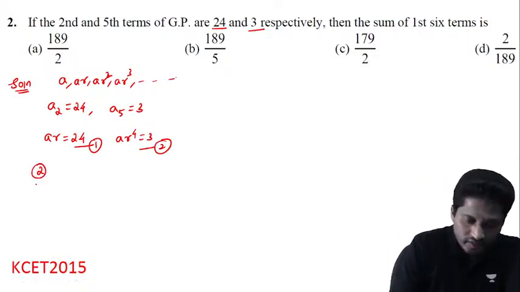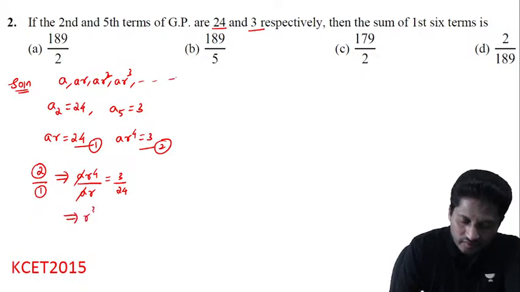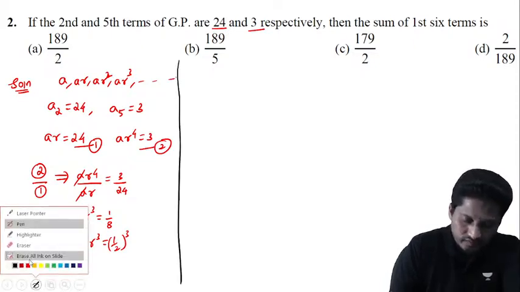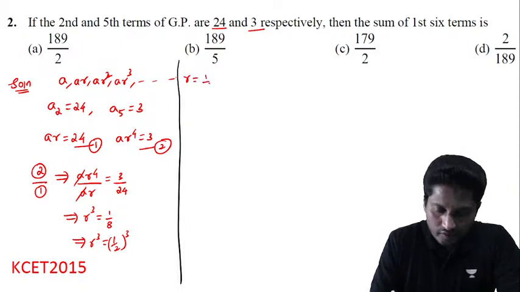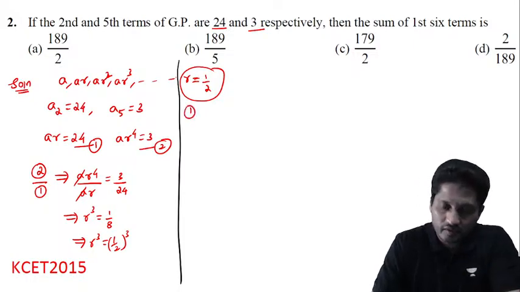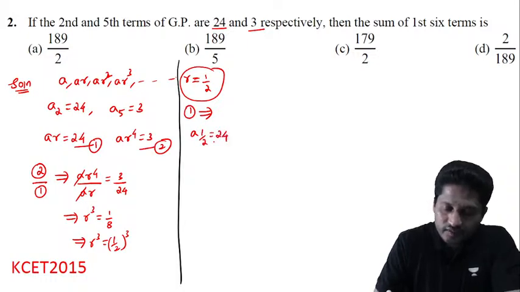If I divide equation 2 by equation 1, ar to the power of 4 divided by ar is equal to 3 upon 24. This will cancel. r cube is equal to 1 upon 8. r cube is equal to 1 by 2 the whole cube. From this, r is equal to 1 by 2. Now take the value of r and substitute in equation 1 or equation 2. We get a into half is equal to 24, so a is equal to 48.